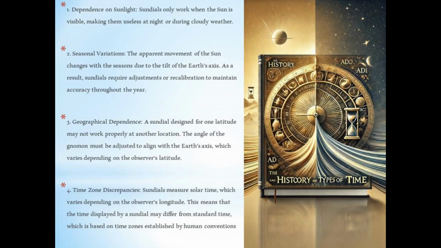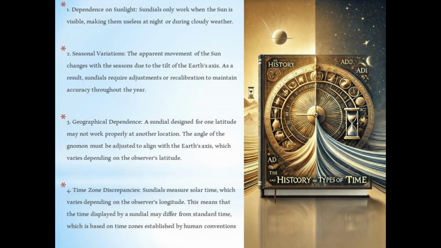Number 3. Geographical dependence. A sundial designed for one latitude may not work properly at another location. The angle of the gnomon must be adjusted to align with the Earth's axis, which varies depending on the observer's latitude.